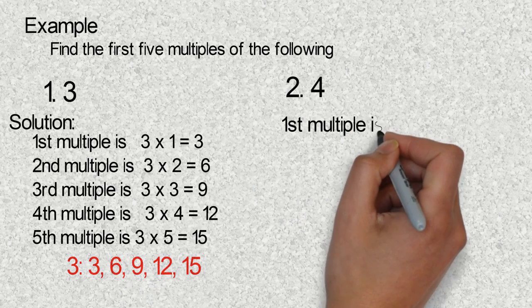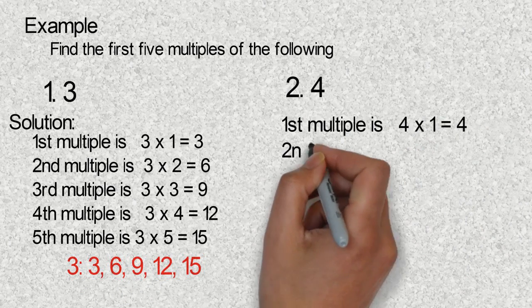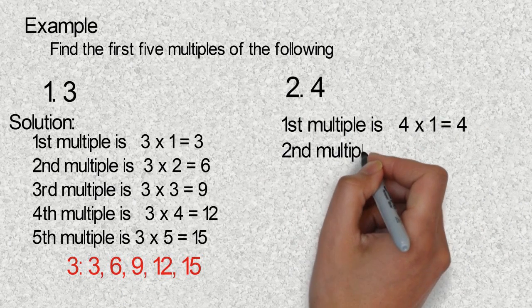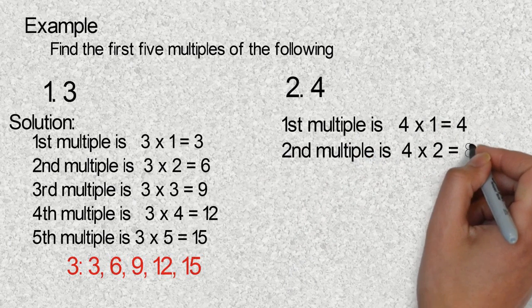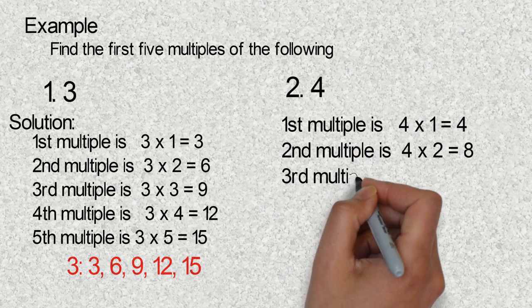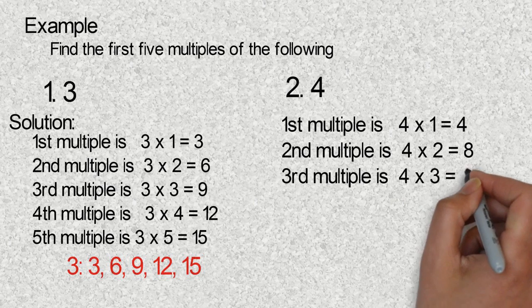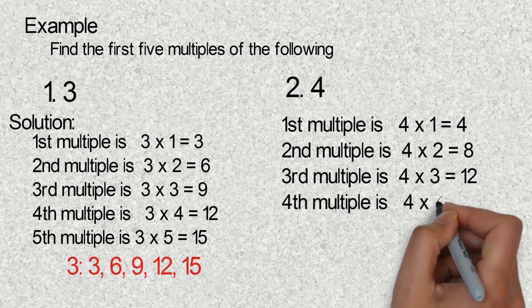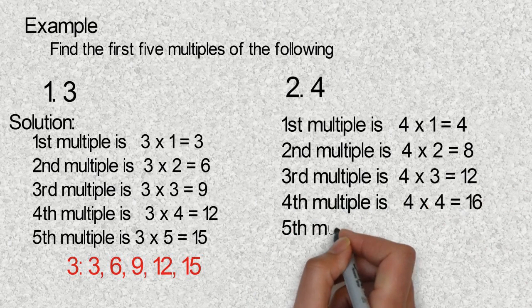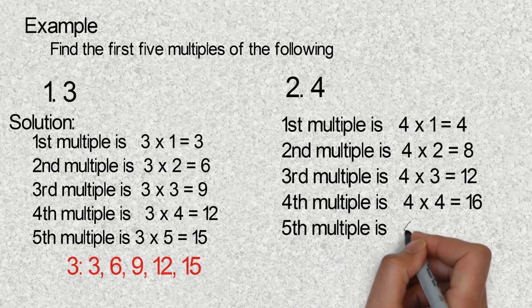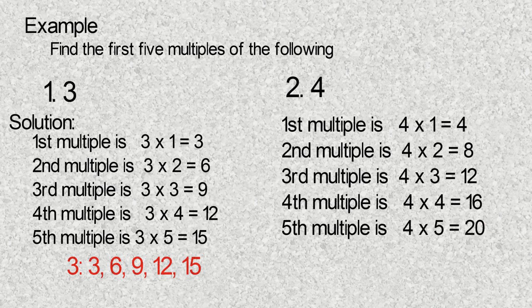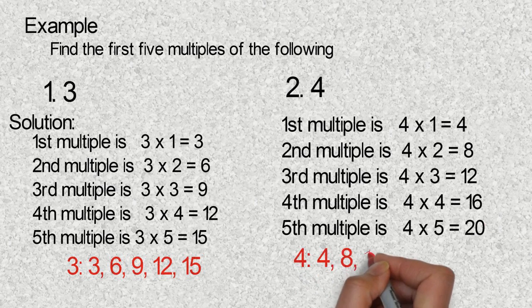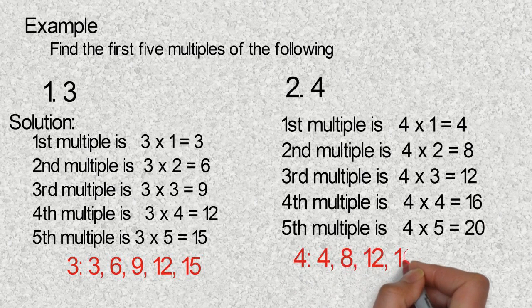So for 4, the first multiple is 4 times 1, which will give me 4. Second multiple is 4 times 2, which will give me 8. Third multiple is 4 times 3, which will give me 12. Fourth multiple is 4 times 4, which will give me 16. Fifth multiple is 4 times 5, which will give me 20. So the multiples of 4 are 4, 8, 12, 16, and 20.